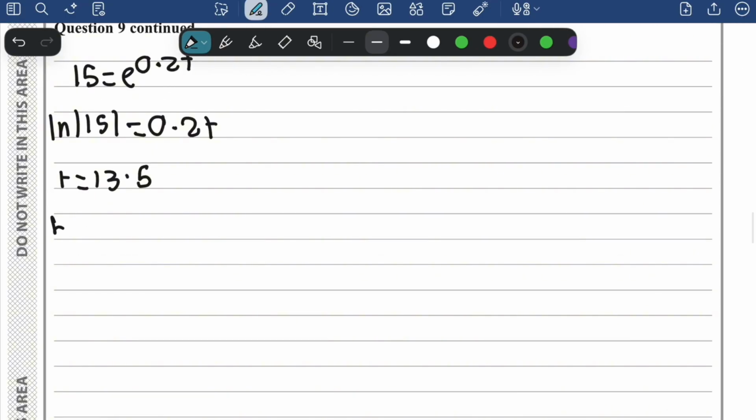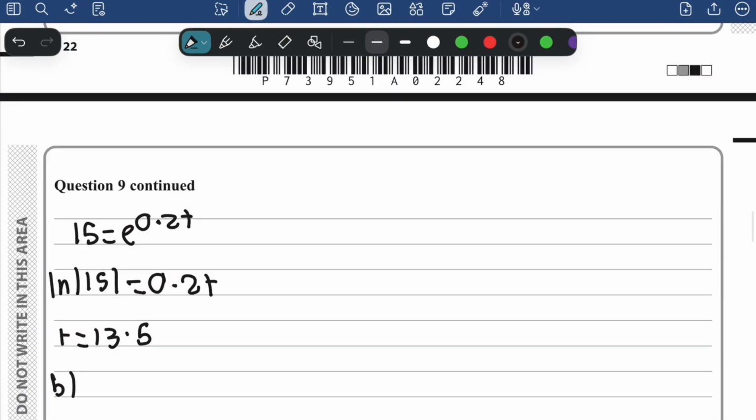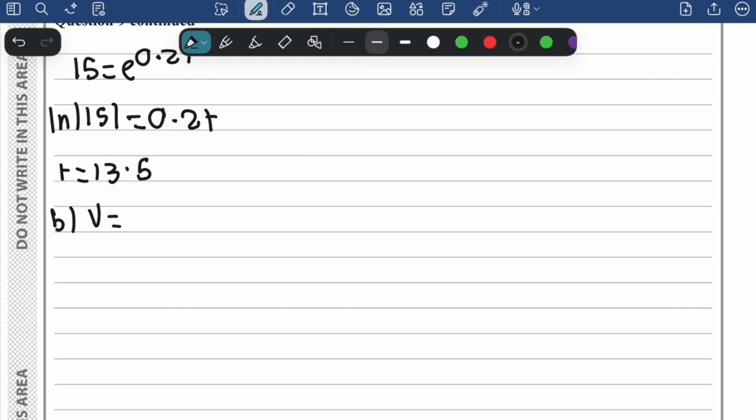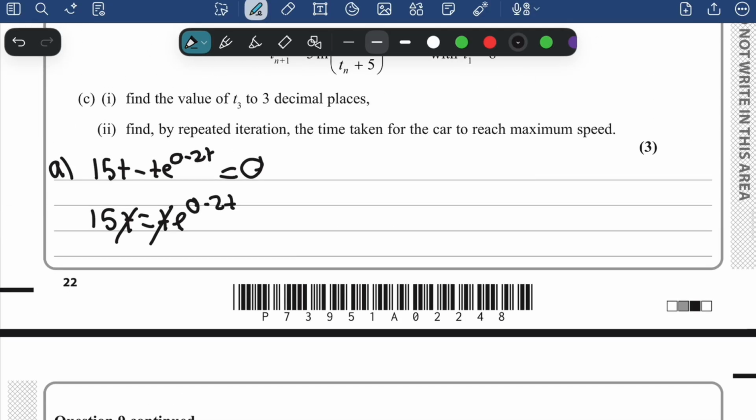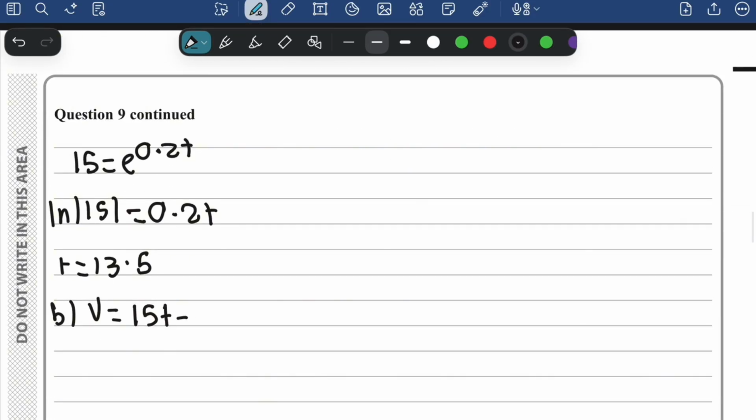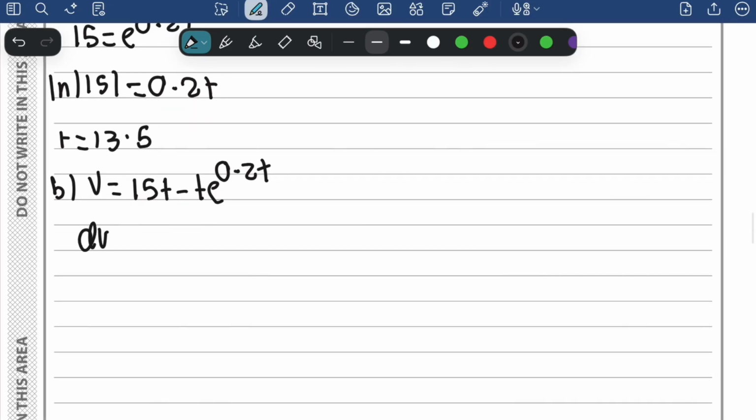So we have the equation v equals 15t minus t e to the 0.2t. So dv by dt, we can do this term by term. So 15t is just going to become 15. Now this is a product, right? Minus t times e. So we're going to have to use the product rule.